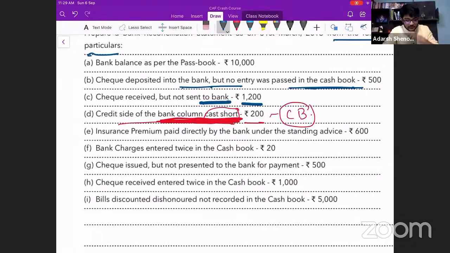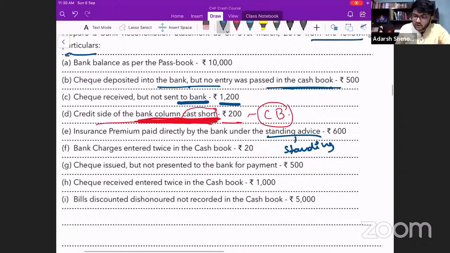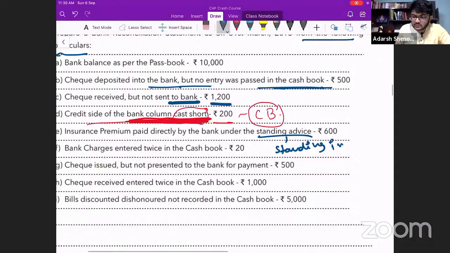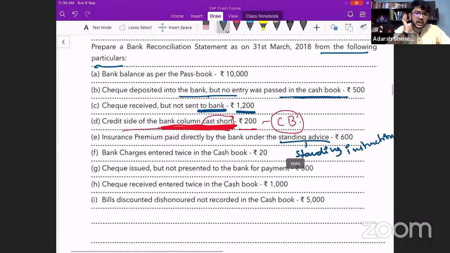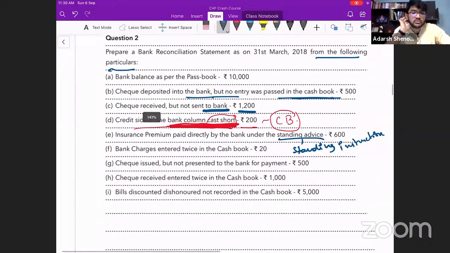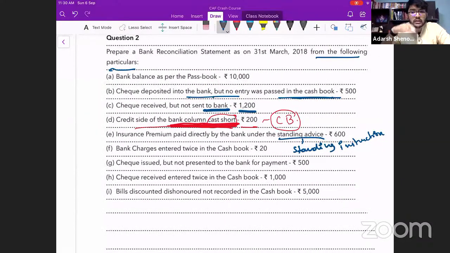Okay. Insurance premium paid directly by the bank under the standing advice. Standing advice or standing instruction means you are telling the banker that on a specific date you have to make this payment every month, every quarter, every year. It can be anything like that. Insurance premium generally is an annual payment, so you told the banker to make this payment every year.